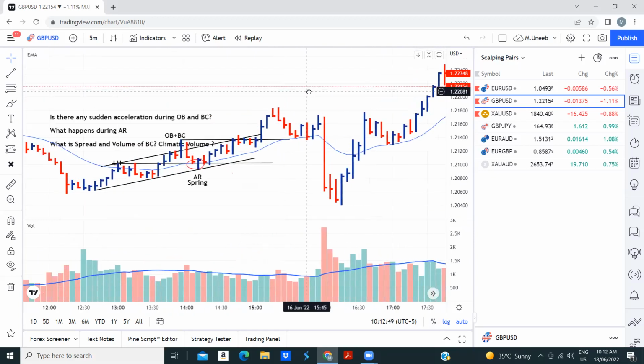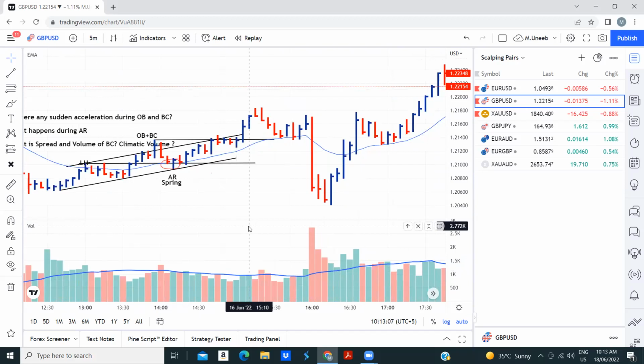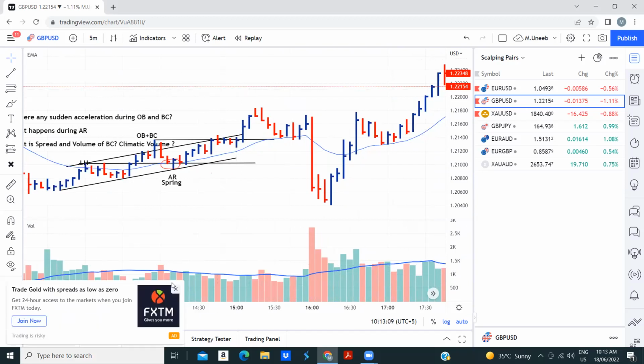Okay. Here as well, did you see any kind of climatic volume? Like this one. This is the climatic volume. But this cannot be buying climax. Why? Because it is at the start of an uptrend. It should be after an extended uptrend. Got it?